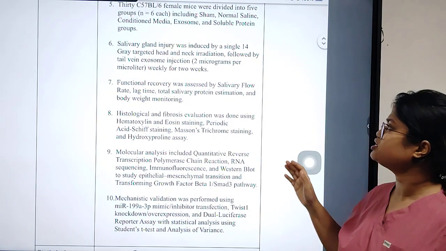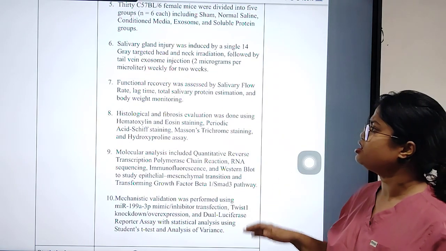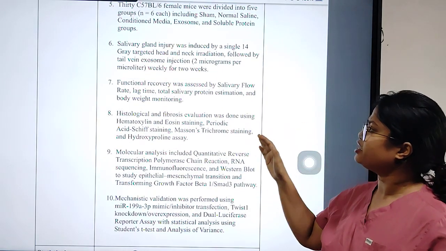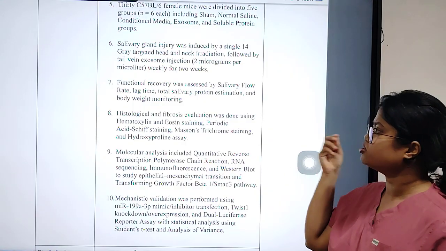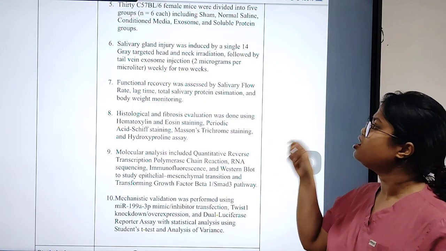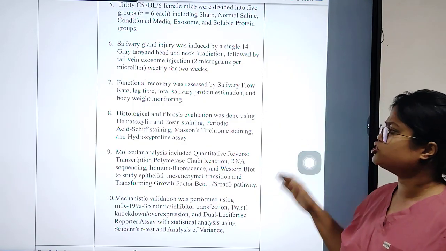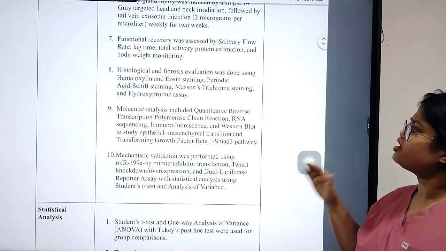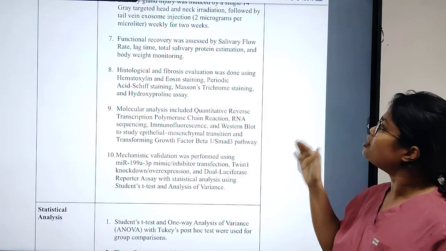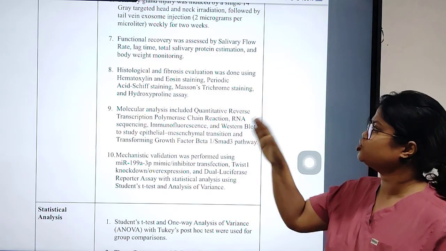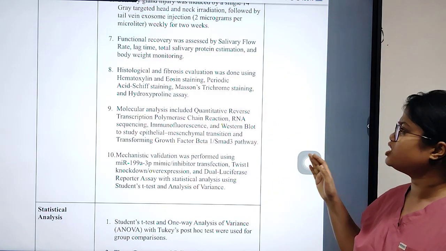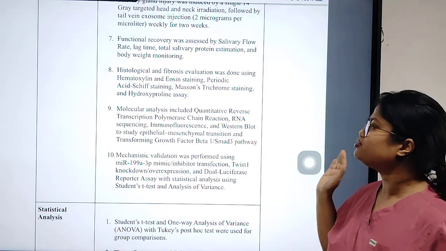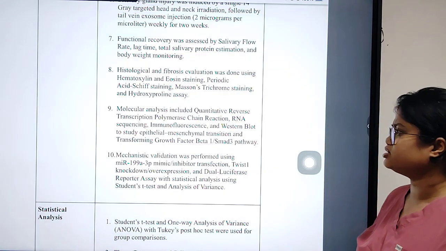Functional recovery was assessed using salivary flow rate and lag time, that is the first onset of the drop of saliva. Total salivary protein estimation and body weight monitoring were also done. Histological and fibrosis evaluation was done using H&E staining, periodic acid-Schiff staining, Masson's trichrome staining, and hydroxyproline assay.